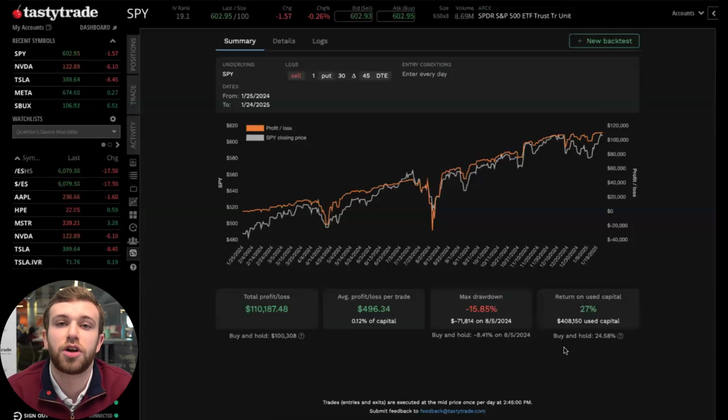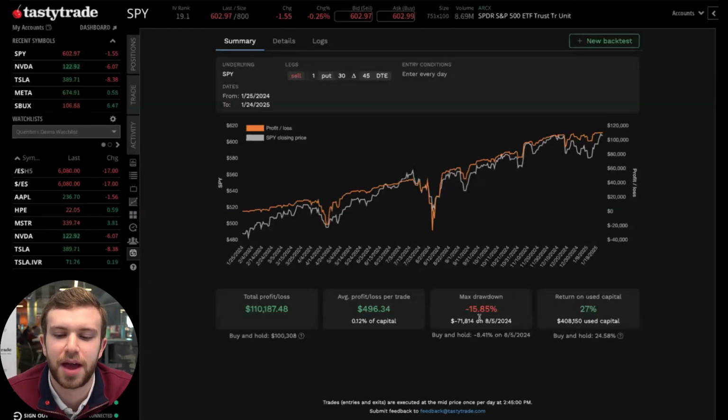And then return on used capital. This would be what percentage return you had on the overall used capital. And then this used capital number is coming from all of the trades you have on at once, which you can also look at in the details, which I'll go over in just a moment. And I think I misspoke when I was talking about the max drawdown. That wouldn't be 15% of the premium received. That would be of the overall capital used.